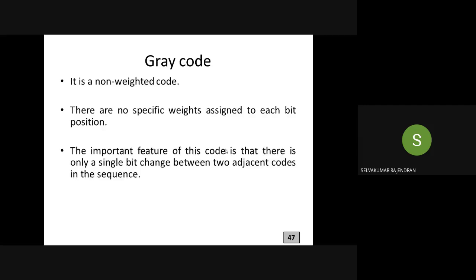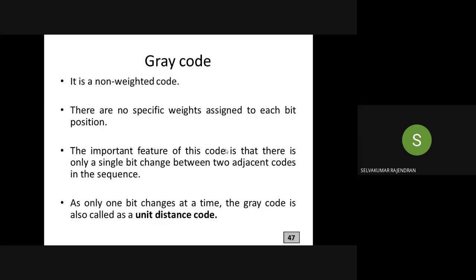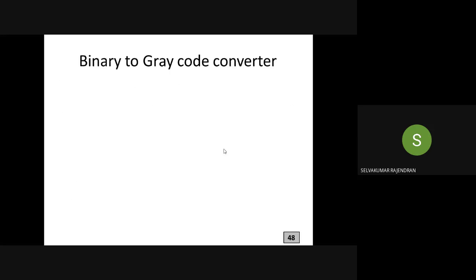The important feature of this code is that there is only a single bit change between two adjacent codes. Because of this feature, it is also called a unit distance code. As only one bit changes at a time, the gray code is also called a unit distance code.